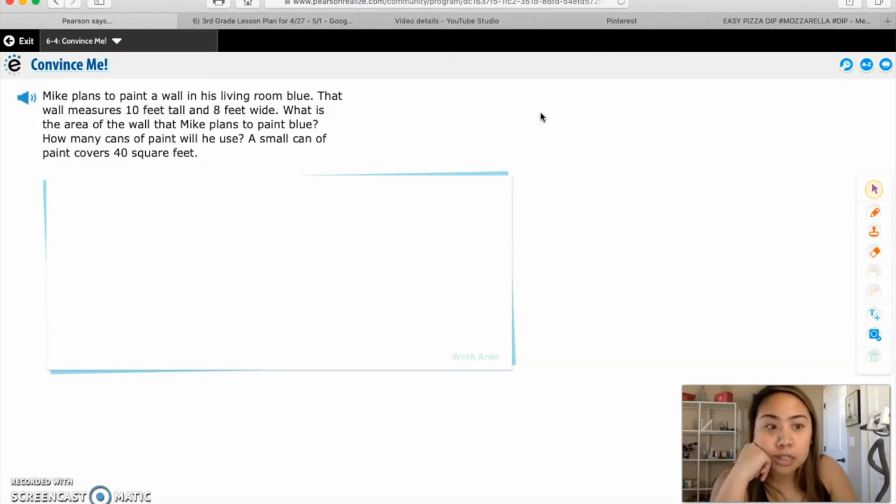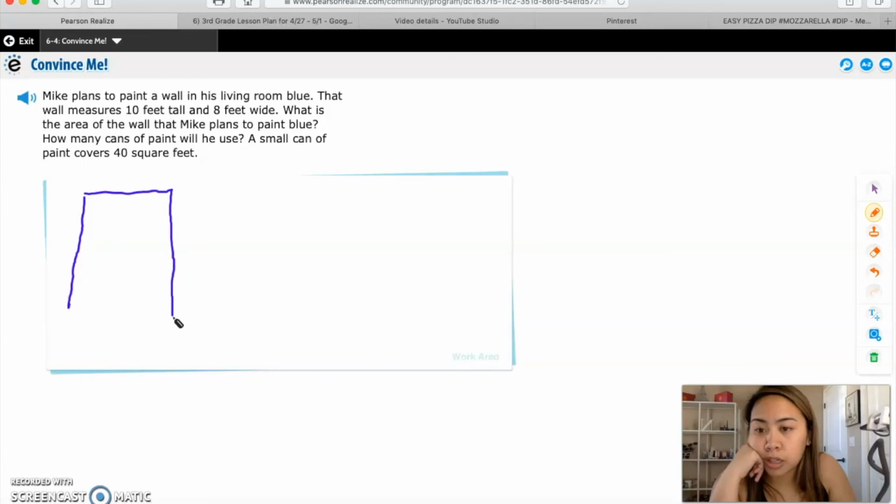Okay, so Mike is going to paint a wall blue. So let's go ahead and use blue. You can go ahead and start drawing this on your paper. That is not a good wall at all. But anyways, the wall measures 10 feet tall. So we know that the wall is 10 feet tall, and then the width of this wall is 8 feet.